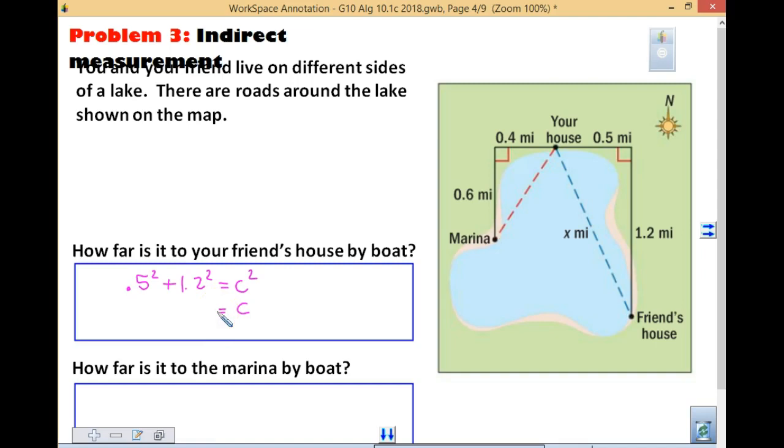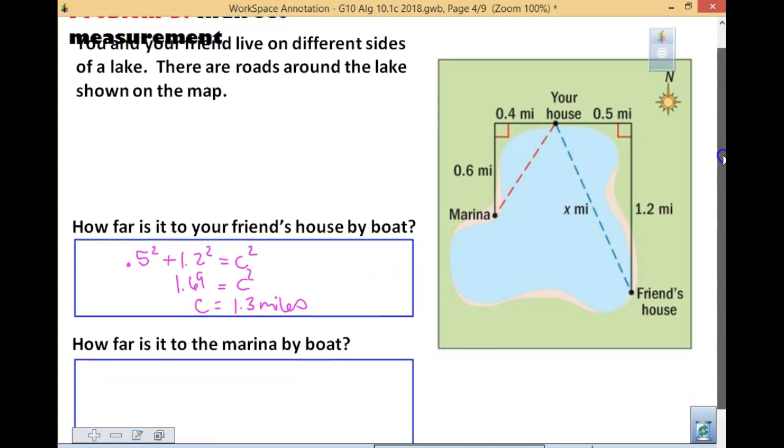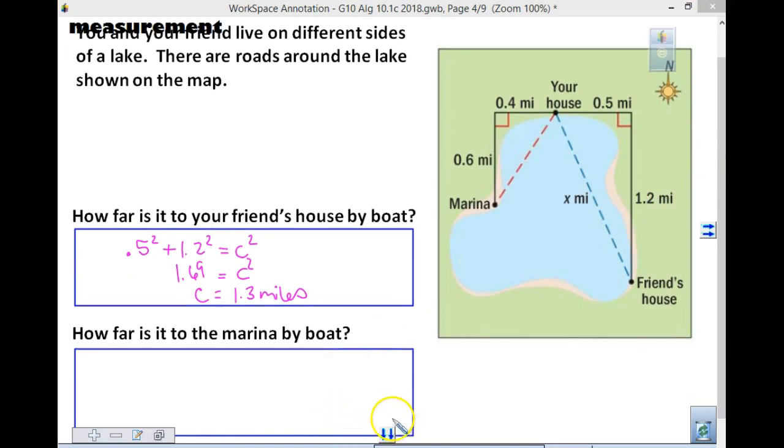We ended up with how much? 1.69. And so that's what c squared was equal to, right? And so to find c, we are going to take the square root of that, which means 1.3. And in this case, we're going to label it with miles. Yesterday, some of you neglected your labels. So when you have the story problems, you want to make sure you're doing labels. Do it in your homework, so you do it on your quizzes.